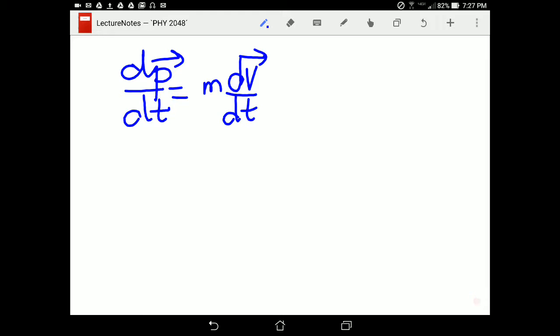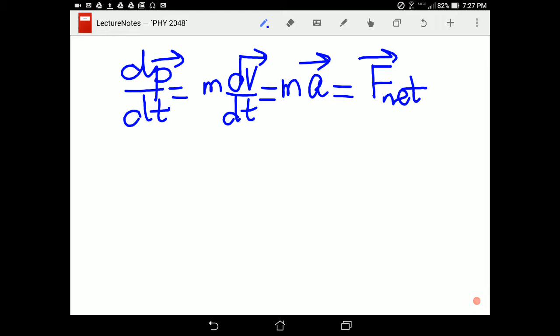And as we know, that's what we defined earlier in the course as acceleration. And then we see now that we have a combination of mass times acceleration, which we also recognize as the net force acting on an object. So this gives us a new formulation of Newton's second law, which says that the rate of change of momentum is equal to the net force.